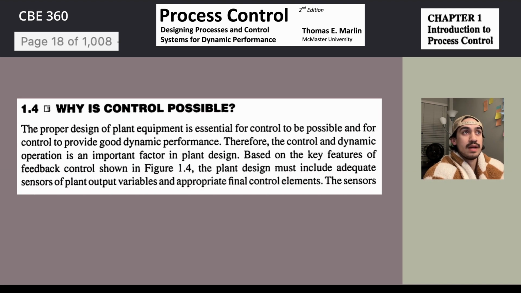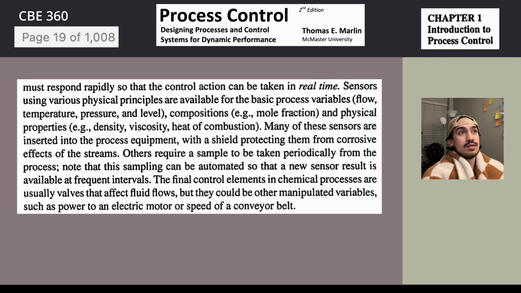The proper design of plant equipment is essential for control to be possible and for control to provide good dynamic performance. Therefore, the control and dynamic operation is an important factor in plant design. Based on the key features of feedback control shown in Figure 1.4, the plant design must include adequate sensors of plant output variables and appropriate final control elements. The sensors must respond rapidly so that the control action can be taken in real time.